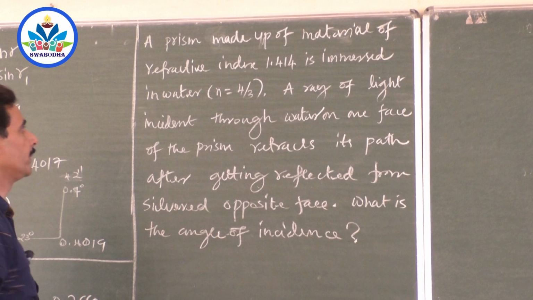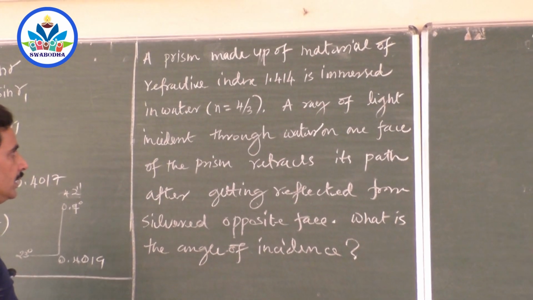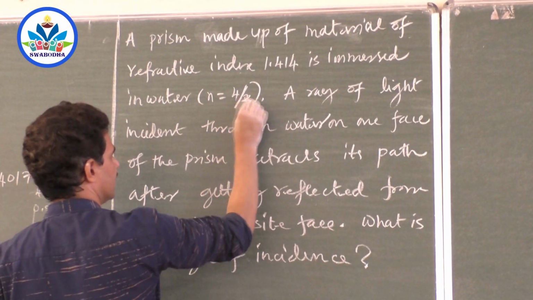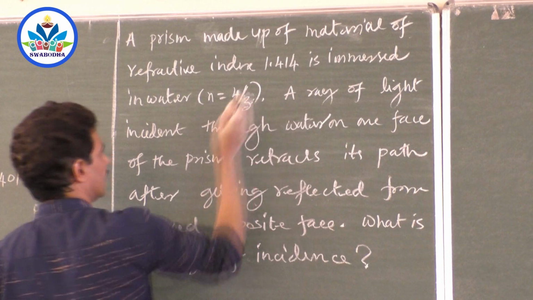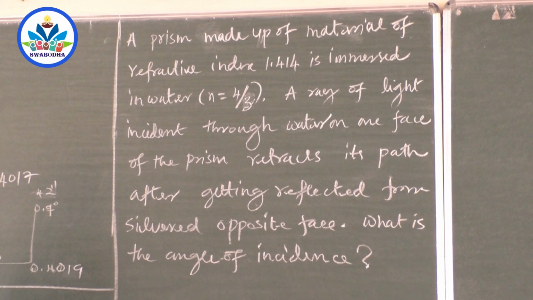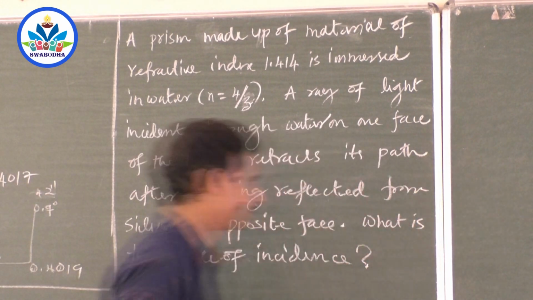A prism made up of material of refractive index 1.414 is immersed in water. Refractive index of water is 4/3. Okay, you can take it down. A ray of light incident through water on one face of the prism retraces its path after getting reflected from the silvered opposite face. What is the angle of incidence? Okay, take down the problem.